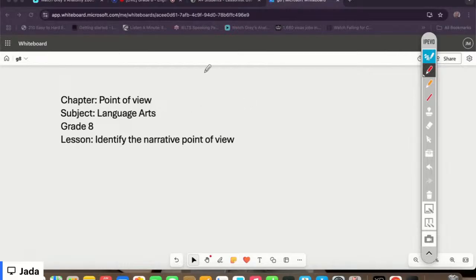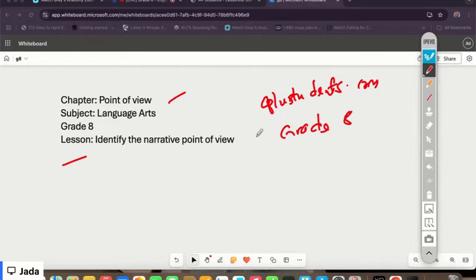Today we will have point of view. First, you have to log in using aplusstudent.com. Click on your name, move on to language at the grade 8. Chapter is point of view. Lesson will be identify the narrative point of view.